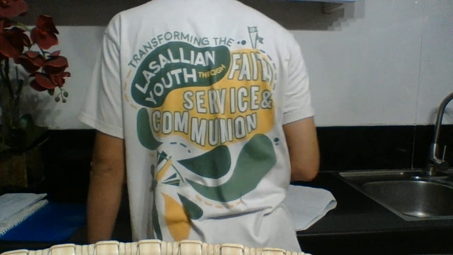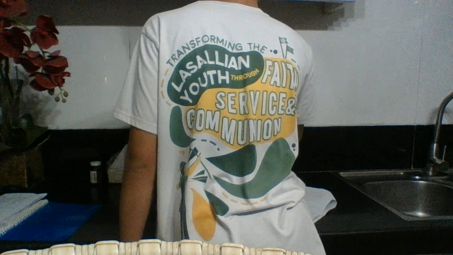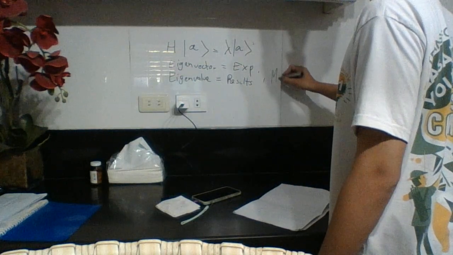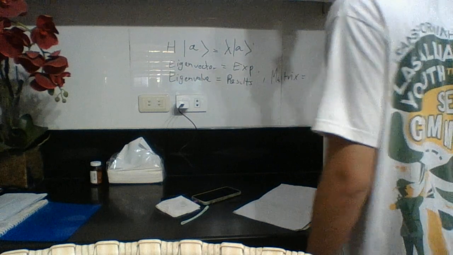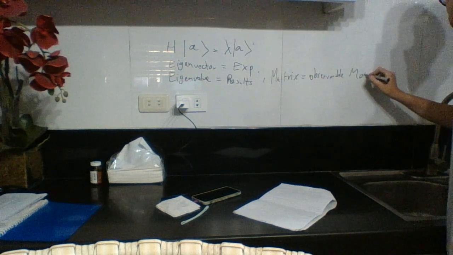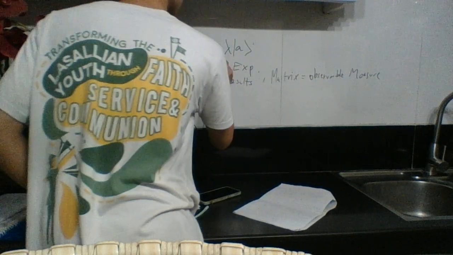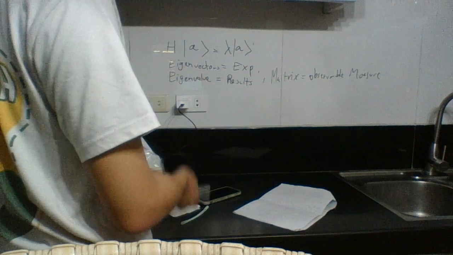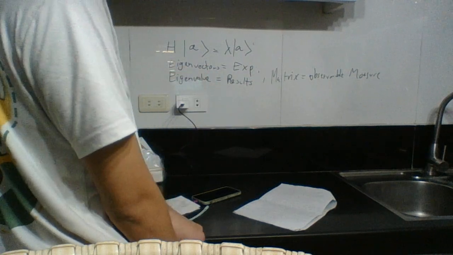I'll just write down here. Eigenvectors equals the experiment. The eigenvalue is the results. And the matrix, Hermitian or not, is the observable measure. So this is our new perspective on the Schrodinger time-independent equation, or at least one of many.